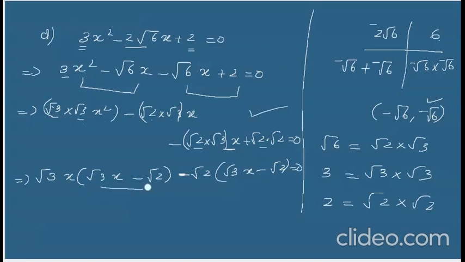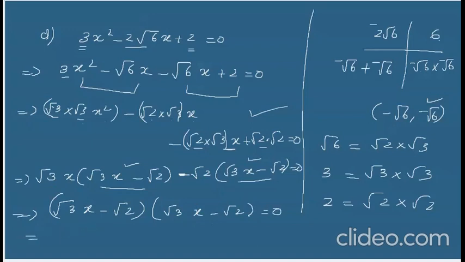Now look at here. What is common? Root 3x minus root 2. Here also same. So this implies, let me take this one outside. Root 3x minus root 2 into, within brackets, this has gone. So what's remaining here? Root 3x. Here minus root 2 is equal to 0. So this implies either first term is equal to 0 or the second term is equal to 0. So root 3x minus root 2 is equal to 0 or root 3x minus root 2 is equal to 0.